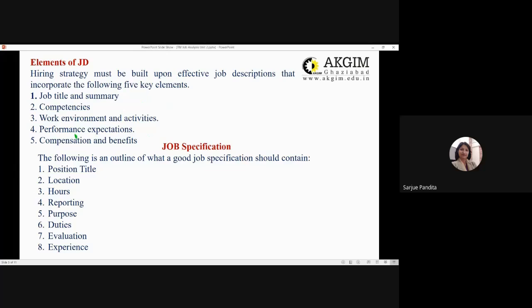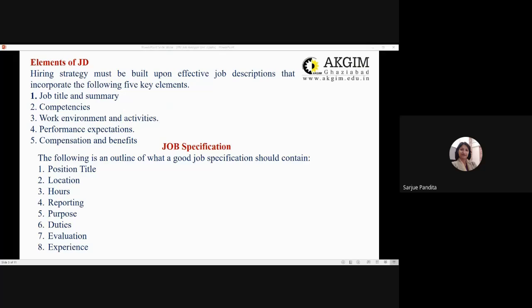Now there are certain elements of a job description. When we write a job description, the hiring strategy is built upon effective job descriptions that incorporate certain elements. These elements are job title and summary, competencies, work environment activities, performance expectations, compensation, and benefits. So, when we said that we have to keep in mind the principles for writing a job description, one simultaneously should be aware of what all the JD includes. So, there are certain elements of a JD.